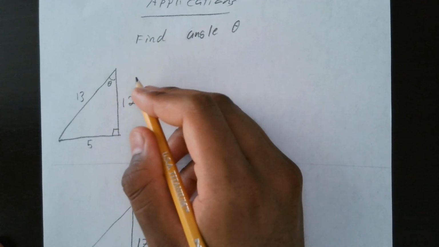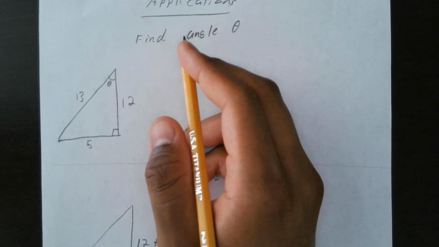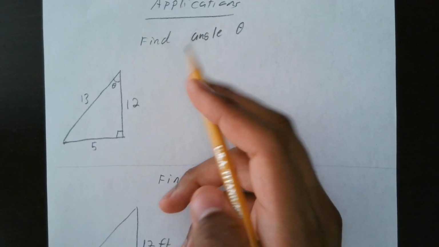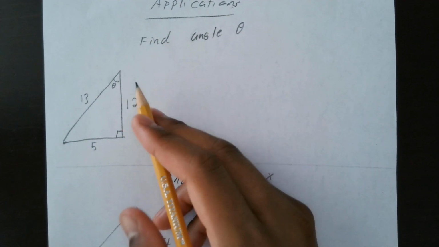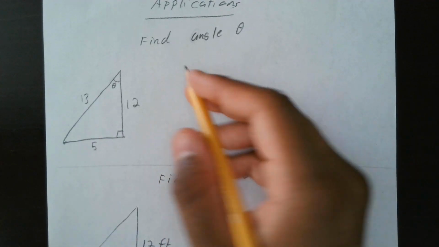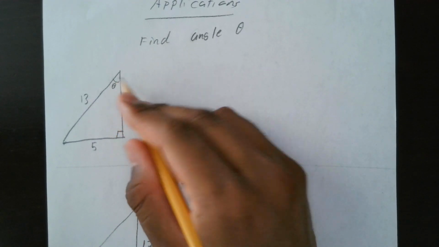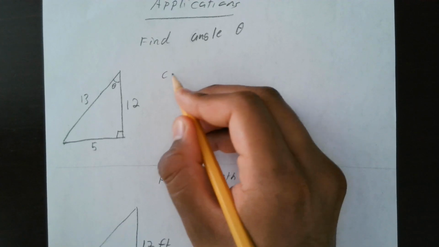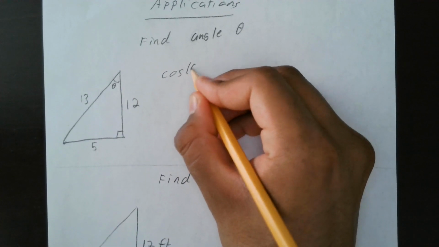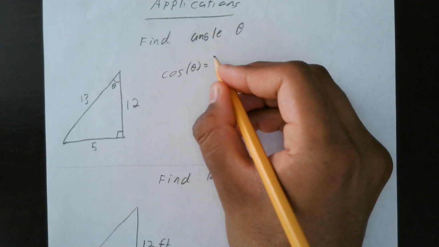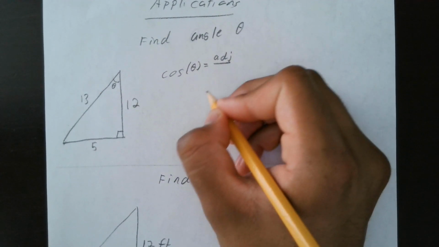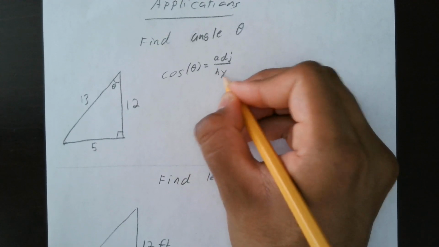I would advise you to use either sine, cosine, or tangent, especially because those three functions are easily found on a lot of calculators. But yeah, let's use cosine to help us find the value of angle theta. So the cosine of theta is equal to the length of the adjacent side over the length of the hypotenuse.